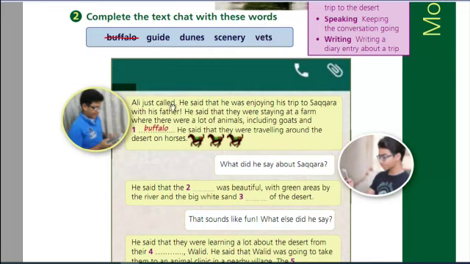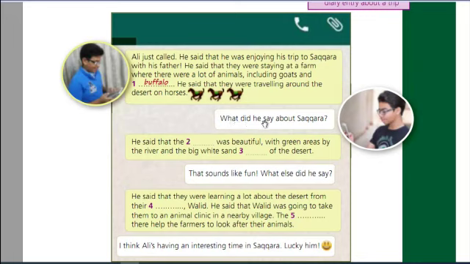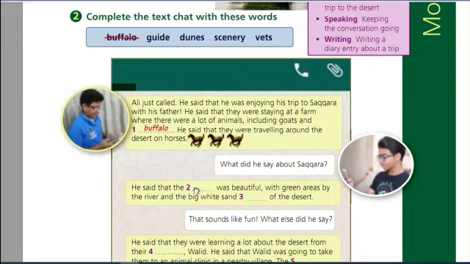Ali just called. He said that he was enjoying his trip to Saqqara with his father. He said that they were staying at a farm where there were a lot of animals, including goats and buffalo. He said that they were traveling around the desert on horses. What did he say about Saqqara? He said that the what was beautiful, with green areas by the river and the big white sand of the desert. Now here we got number 2.